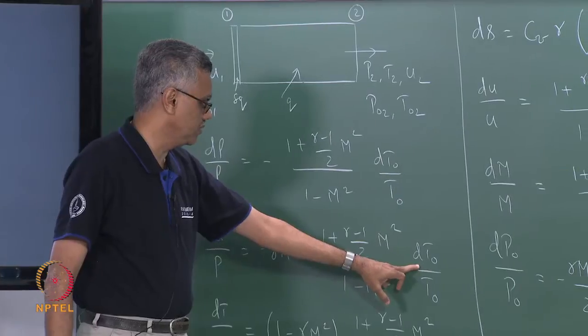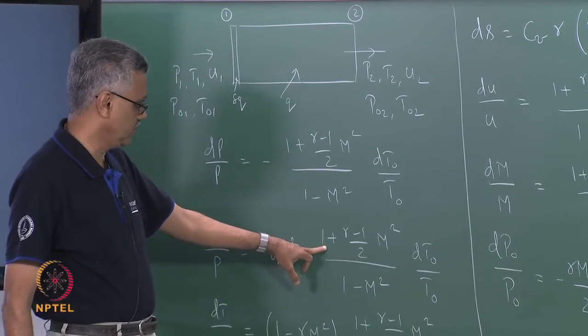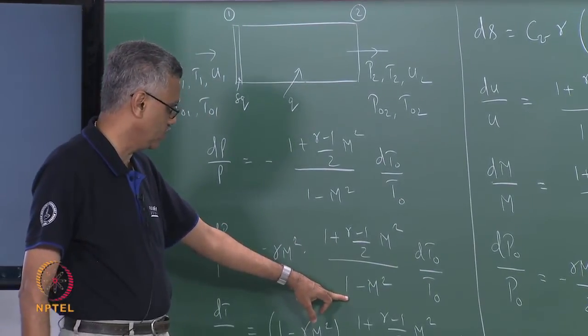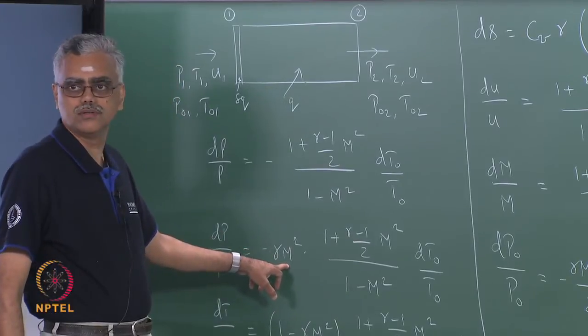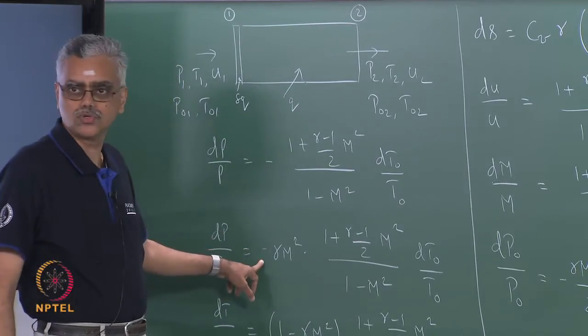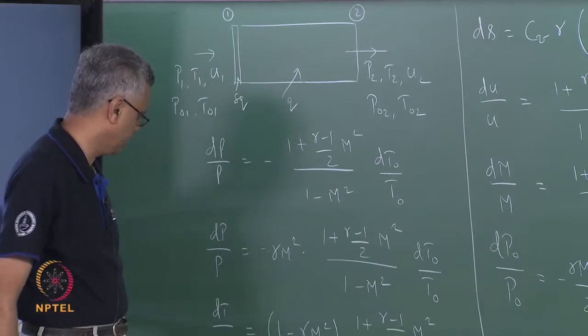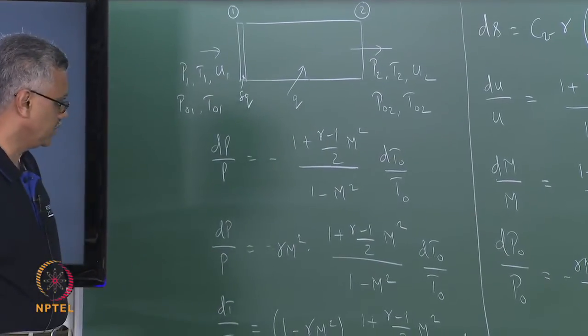We are doing the same thing here. This is positive. This term is also positive for m less than 1. This is also positive for m less than 1, and this is m square. There is no problem, so dP is also negative. P also decreases. Okay? Next, we are going to look at temperature.